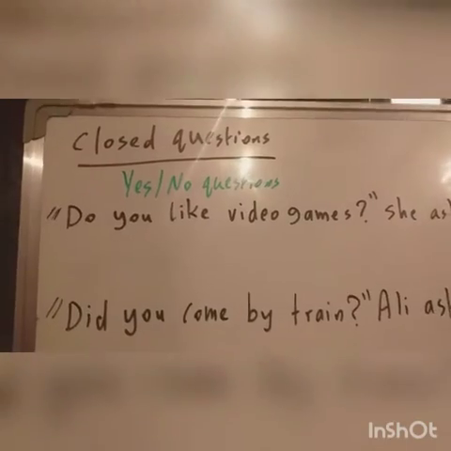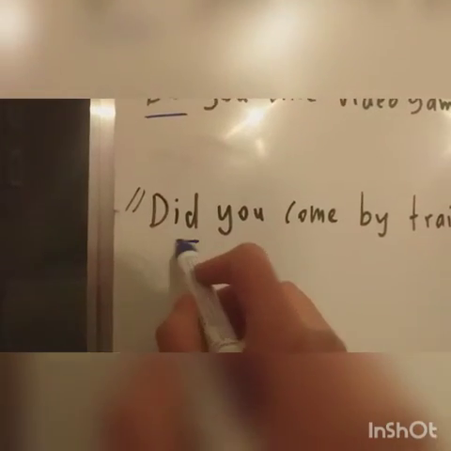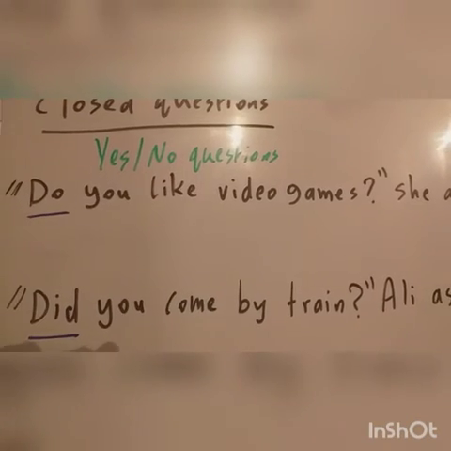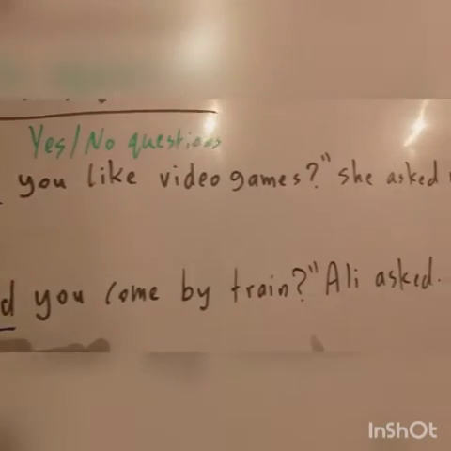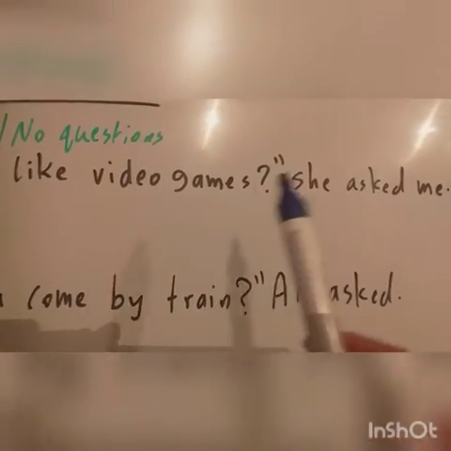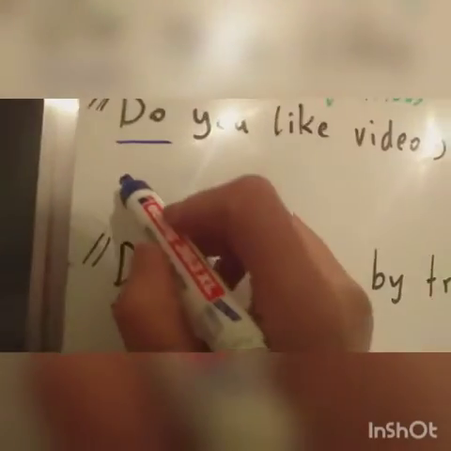Well, in these sentences, we have auxiliary verbs. We do not repeat auxiliary verbs in the reported statement. And also, you can notice that the reporting verb is at the end of the reporting question. Reporting verbs can be at the beginning or at the end. But when we report statements or questions, we have to start with the reporting verb. So she asked me.